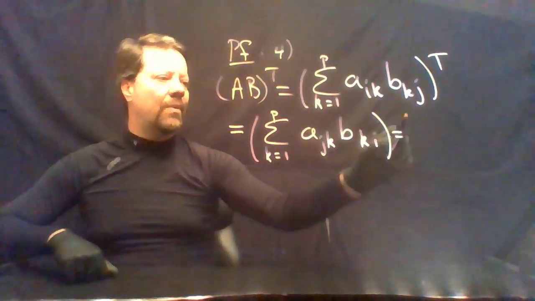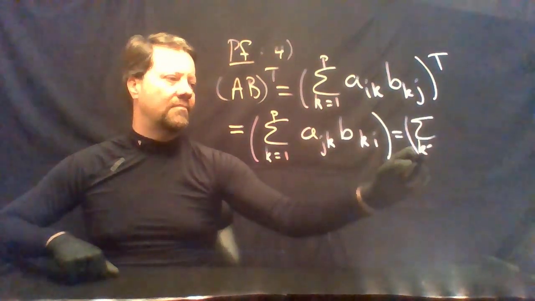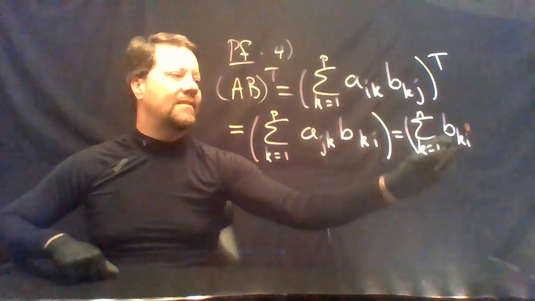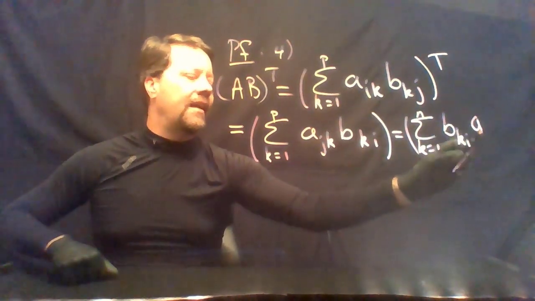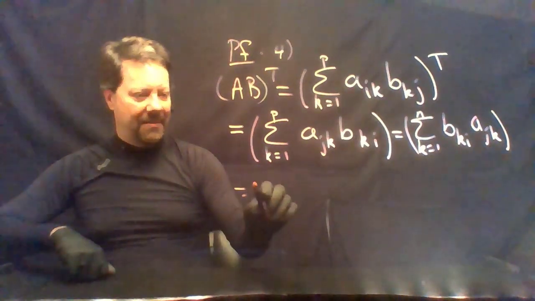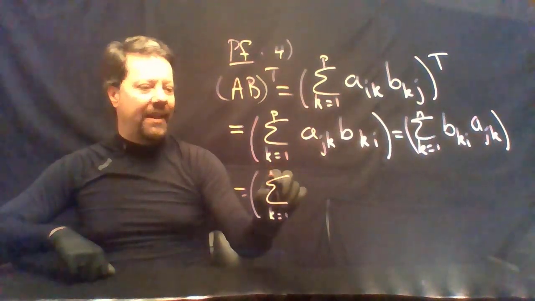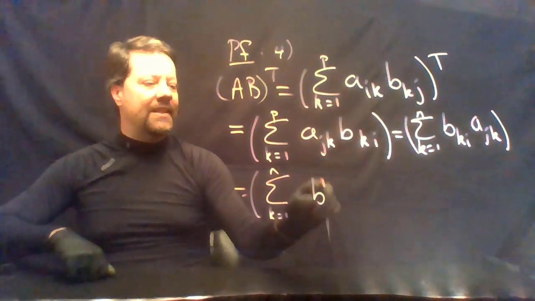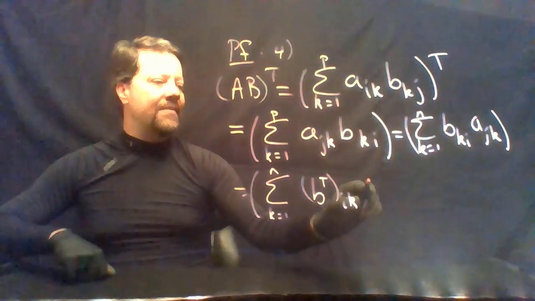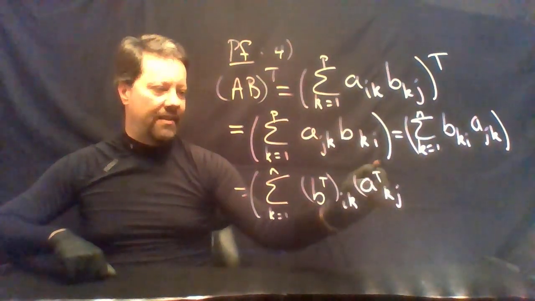Now I'm going to reverse the position of these two factors. I'm going to write this as b_ki and then a_jk. But note that this is the sum as k goes from 1 to p of B transpose's ikth entry times A transpose's kjth entry.